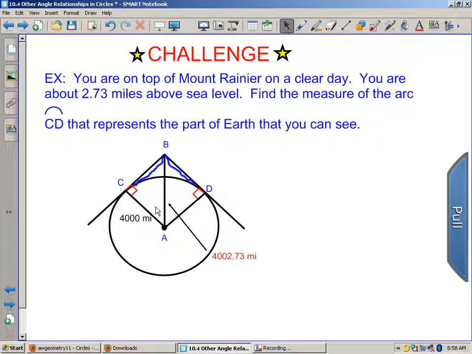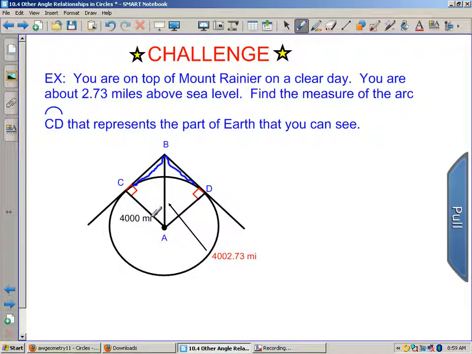If this is 4,000 and this is 4,002, we know this is a right triangle, so this is my hypotenuse, since it's opposite the right angle. I could find the length of CB, which I'm not sure is going to help us too much. I could use some trig and find the angle down here, and that would be half of the arc, and then we could double it. So let's do some trig. I don't know if that's the way they want me to go about it, but that's the way I see it right at the moment.